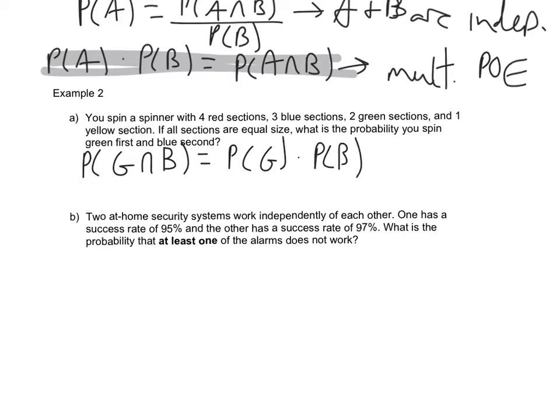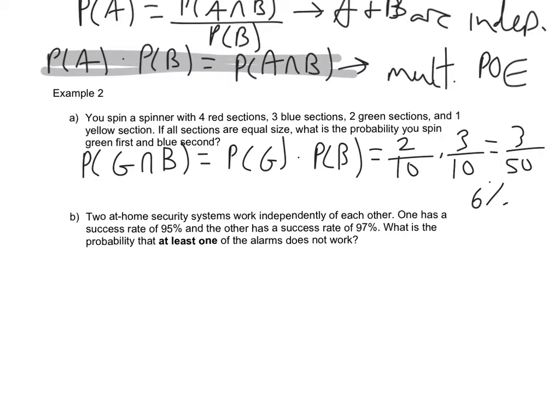because these two spins are independent of one another, right? The first spin doesn't affect the second spin. They're completely independent events. So to find the probability of a green and then a blue, multiply these together. The probability of green would be 2/10. Probability of blue would be 3/10. And that reduces to 3/50, which is 6%.